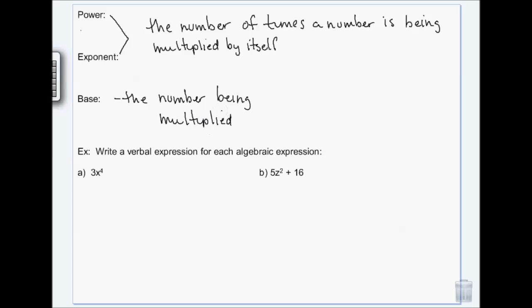So if I have, say for example, 4 to the 10th, this is the exponent or the power, and this is the base. And what this actually means is 4 times 4 times 4, 10 4s being multiplied together. It does not mean 4 times 10.